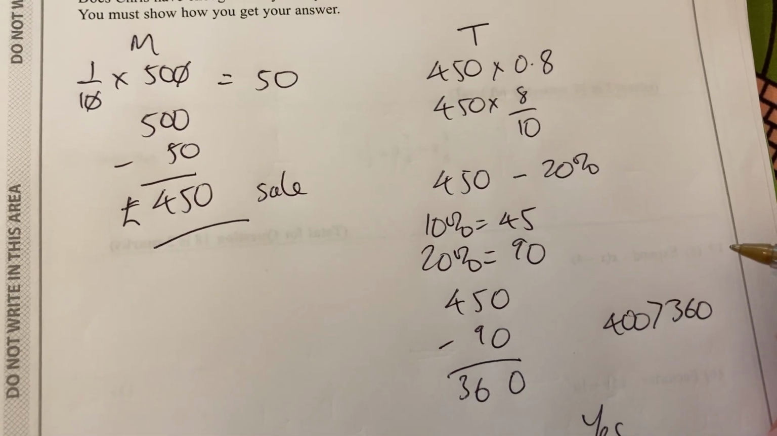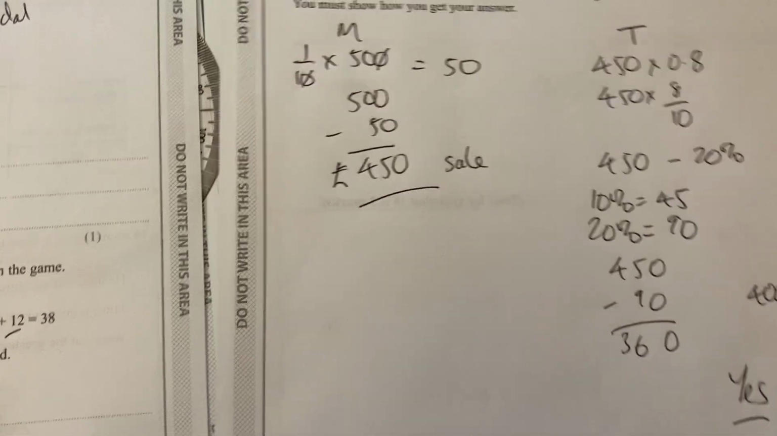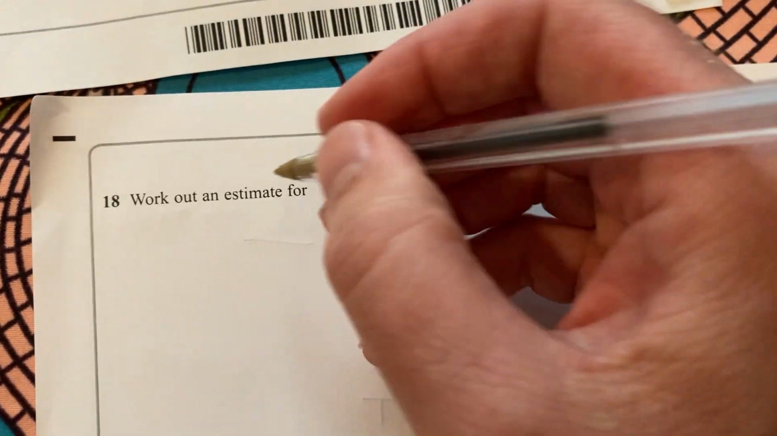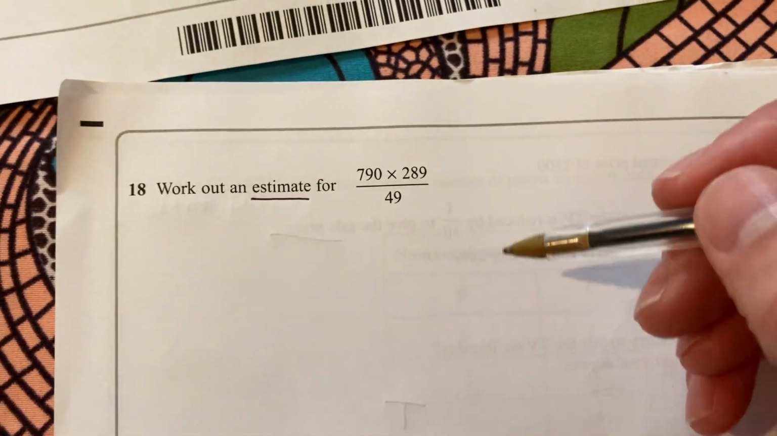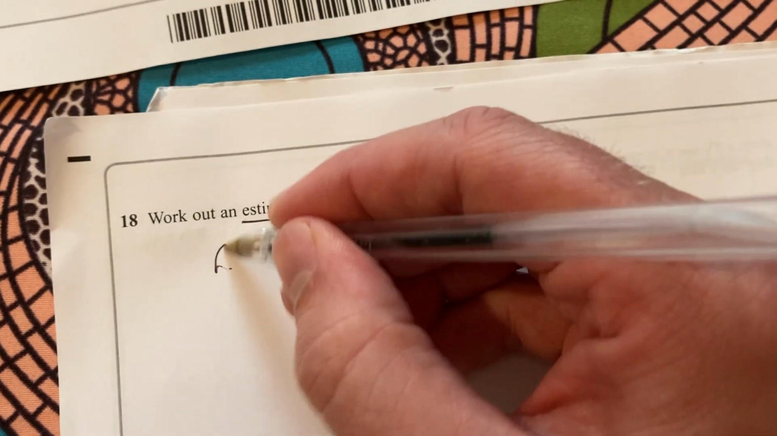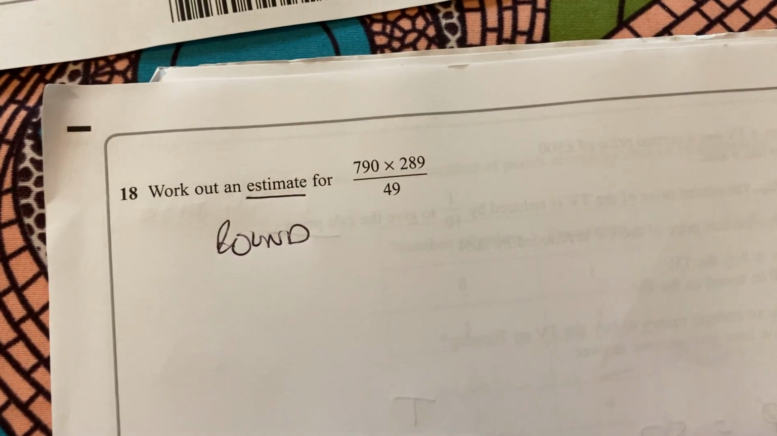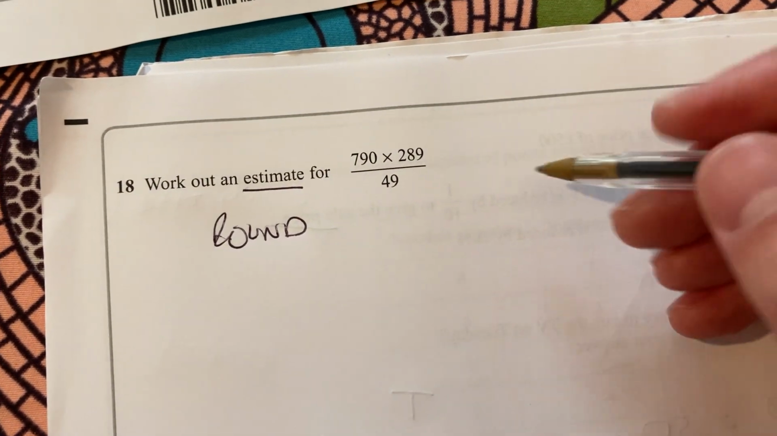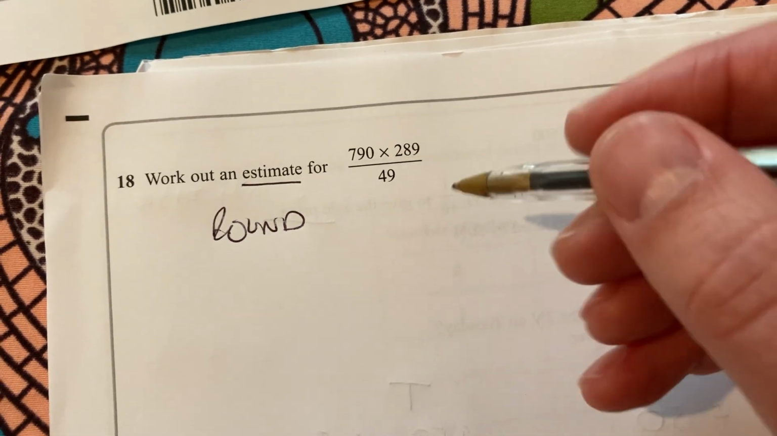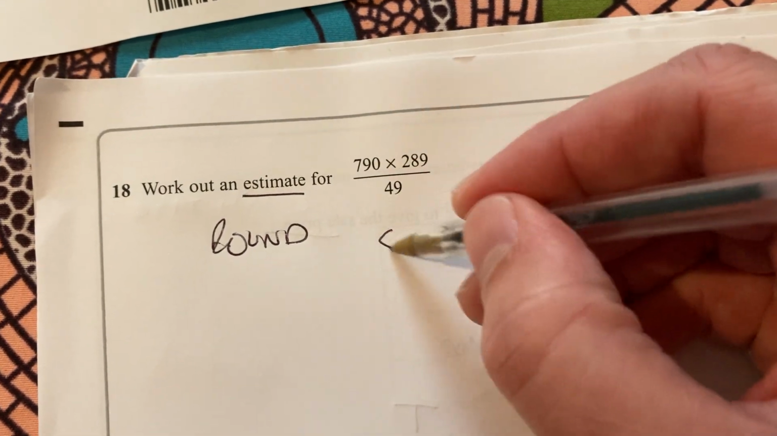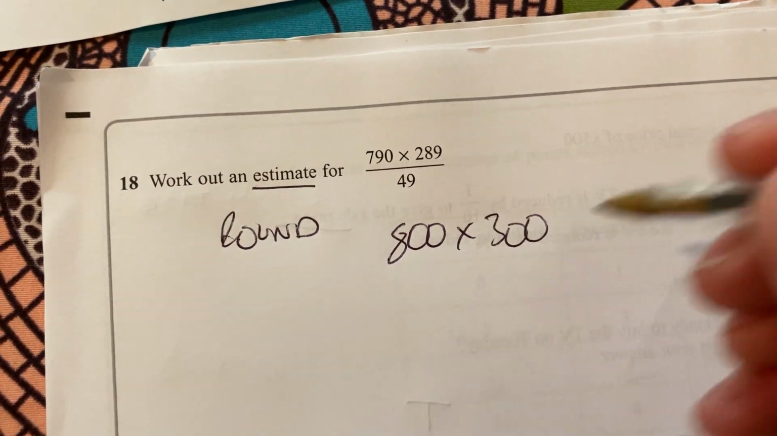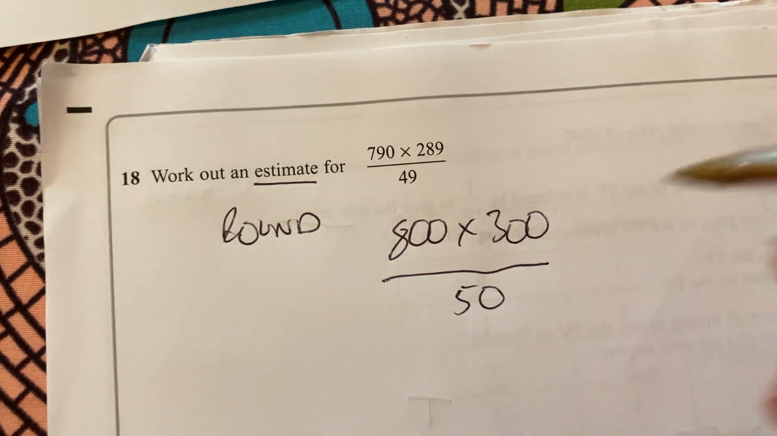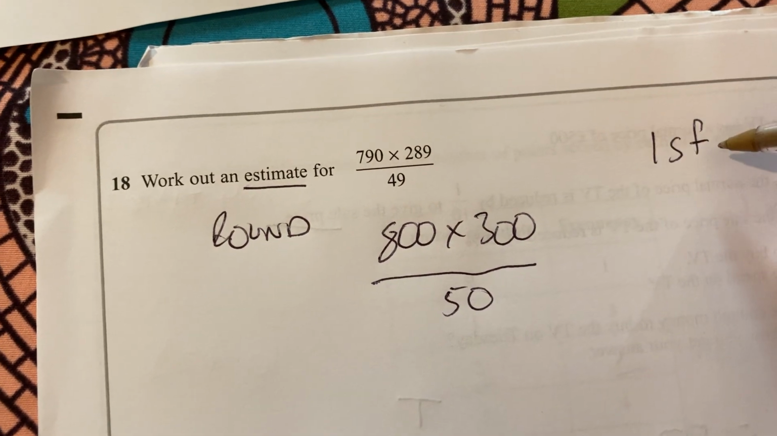Right, so now we can go on to question 18. And this is an estimate, and some students make a mistake here by working out that actual number. To estimate, you must round, okay? It's kind of an educated guess. So I'm going to choose one significant figure for that. So I'm going to round 790 to 800, round 289 to 300, and 49 to 50. I've rounded them all to one significant figure.